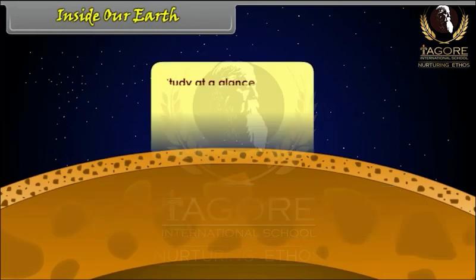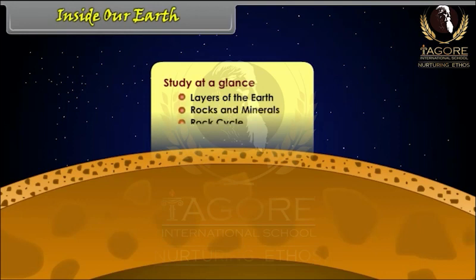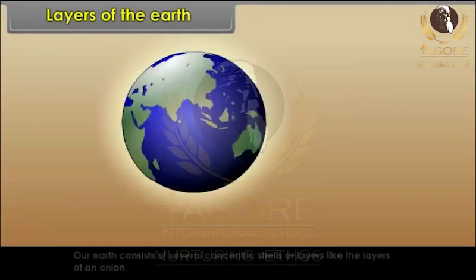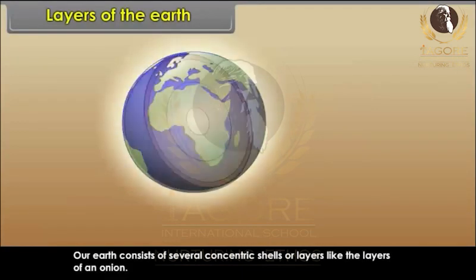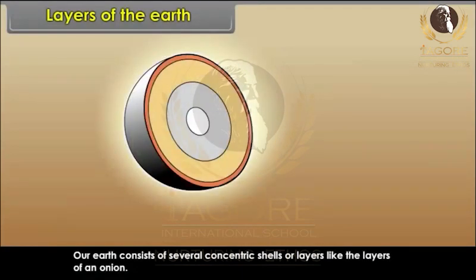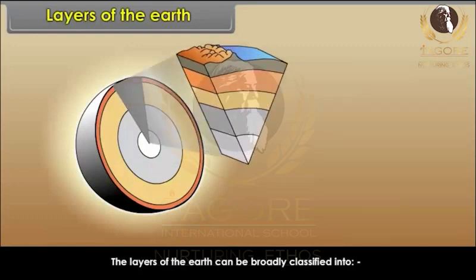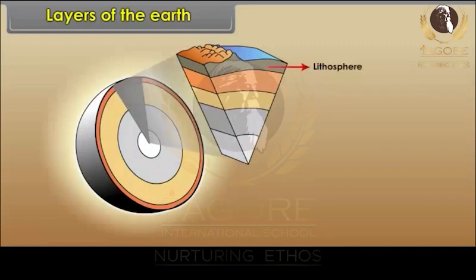Study at a glance. Layers of the Earth, rocks and minerals, rock cycle. Layers of the Earth. Our Earth consists of several concentric shells or layers like the layers of an onion. The layers of the Earth can be broadly classified into lithosphere, mantle and core.